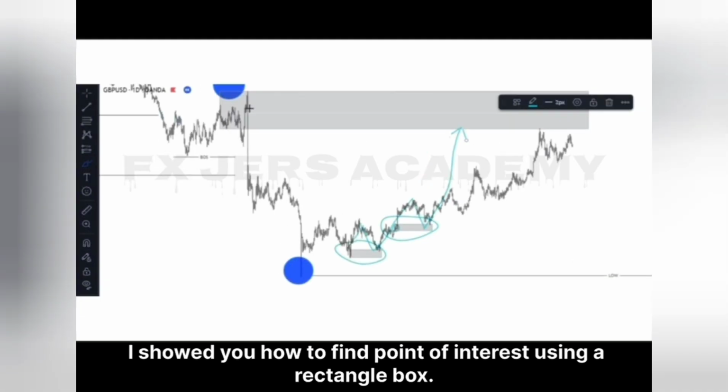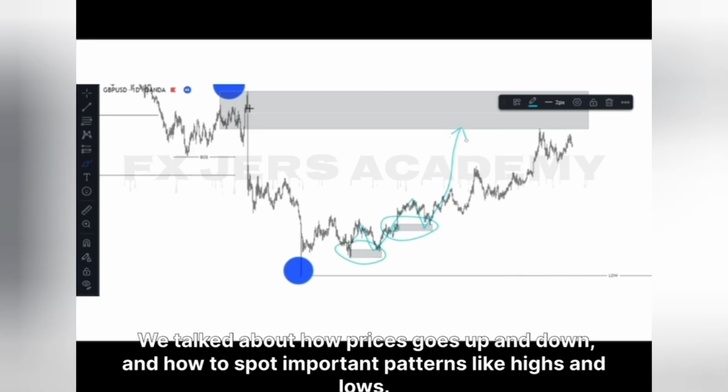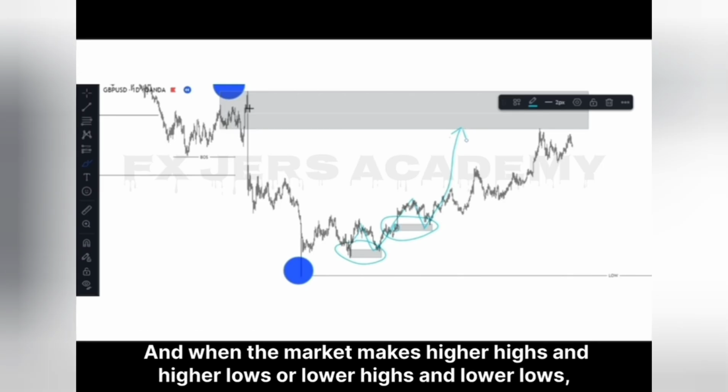I showed you how to find a point of interest using a rectangle box. This will help you understand how prices move in the market. We talked about how prices go up and down, and how to spot important patterns like highs and lows, and when the market makes higher highs and higher lows or lower highs and lower lows.